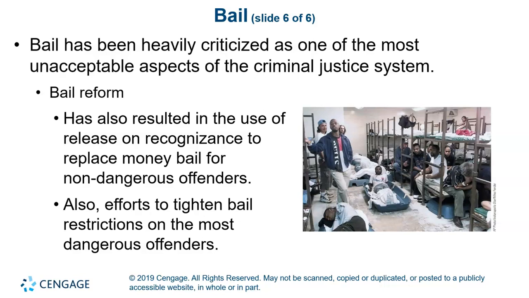Until the early 1960s, the justice system relied primarily on money bonds as the principal form of pretrial release, and many states now allow defendants to be released without any money bail. And again, as we said, this is known as release on own recognizance, or OR or ROR. So, along with that, efforts to tighten bail restrictions on the most dangerous offenders is also in play. So it kind of makes sense.